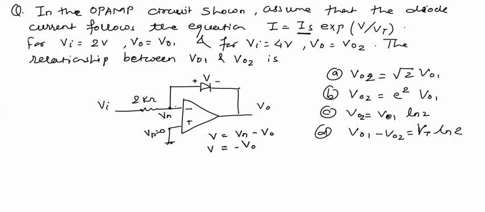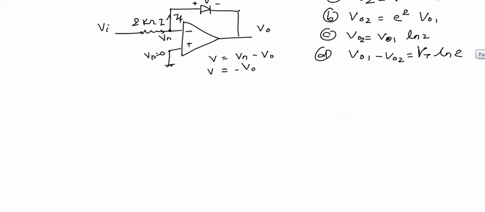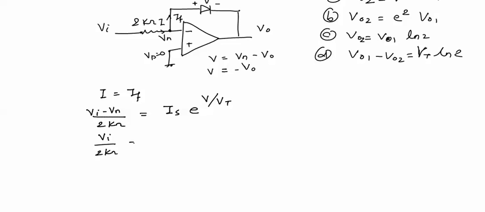Now at this point we will be applying the KCL. One current will be I, other current will be If. We have taken one current incoming and other current outgoing, so incoming current should be equal to outgoing current according to the KCL equation. Incoming current equation is Vi minus Vn divided by 2 kilo ohms equal to If diode current, which is equal to Is e raised to power V upon Vt. Now Vn equal to 0 volt, so Vi upon 2 kilo ohms will be equal to Is e raised to power minus V naught by Vt, because we know that V equal to minus V naught.